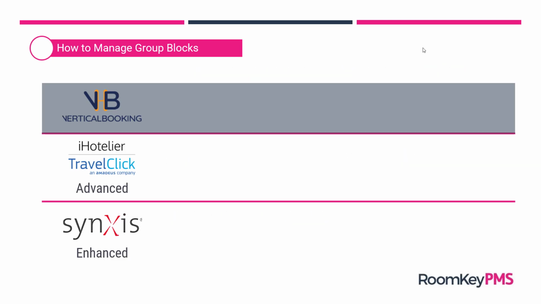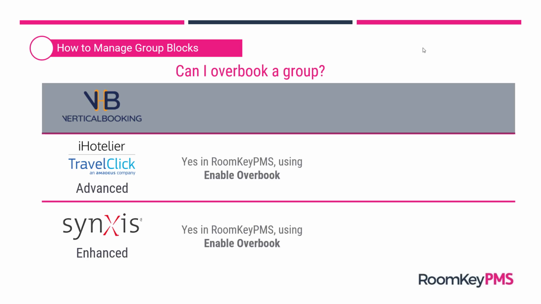So a couple more things regarding managing group blocks across these connectivity partners. Of course, vertical booking is not applicable in this case, but I did mention overbooking. So if you have guests that are booking after the cutoff date or after there are no more rooms remaining in the block, a question that I do often get is, can you overbook a group? And the answer for both of these connectivity partners is yes.